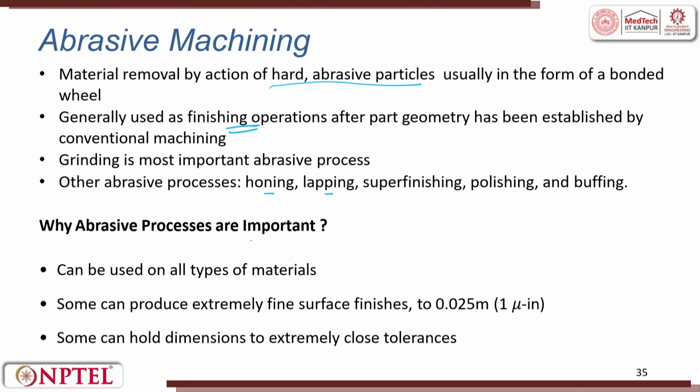Why are abrasive processes very important? Because they can be used to remove all types of material. You can remove ceramic, you can remove metal, and to some extent you can also remove polymer. The finish you get can go up to 1 micro inch, or 25 microns.